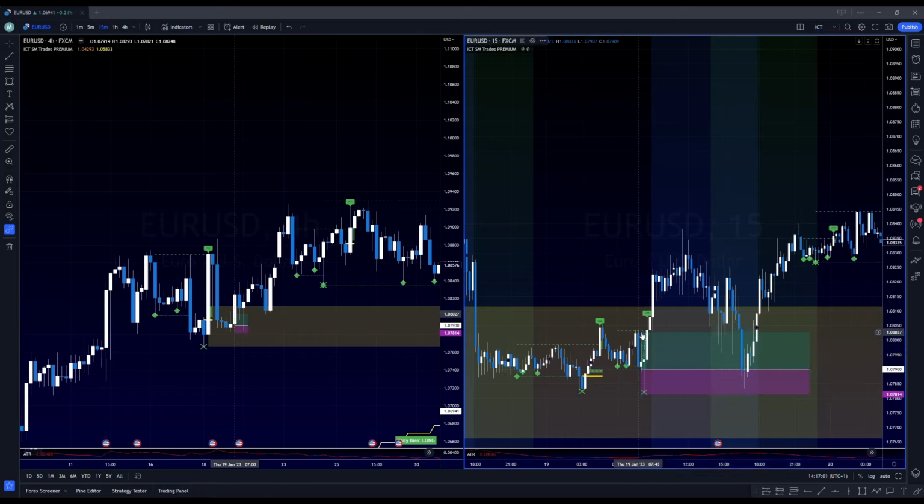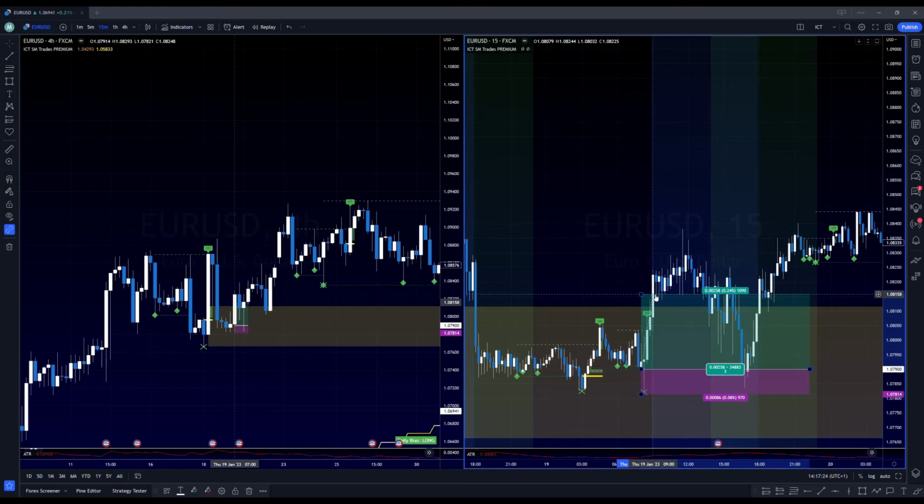Okay, so 1.5R is here. When this is hit, we would go break even. So we put our stop loss to the break even, and the first take profit we would set to 1 to 3, which would be here. And this is a very, very nice, very fast trade.